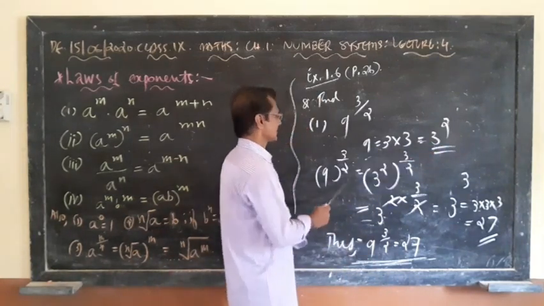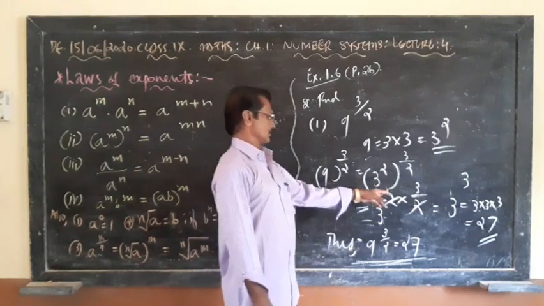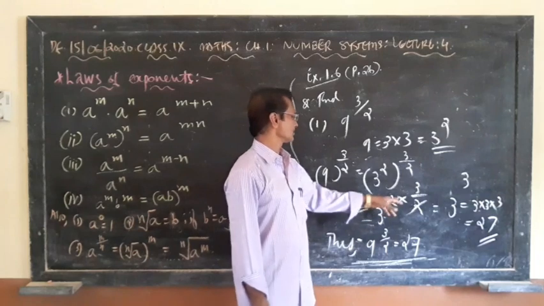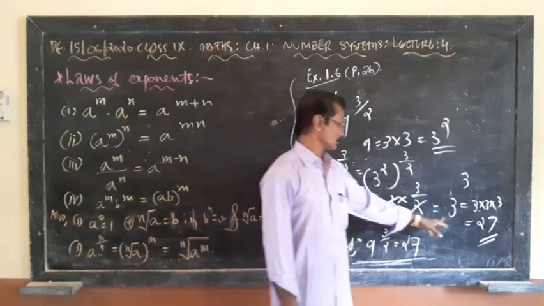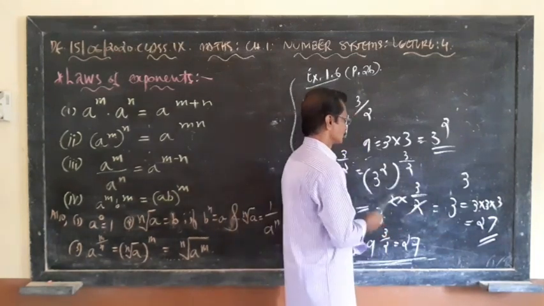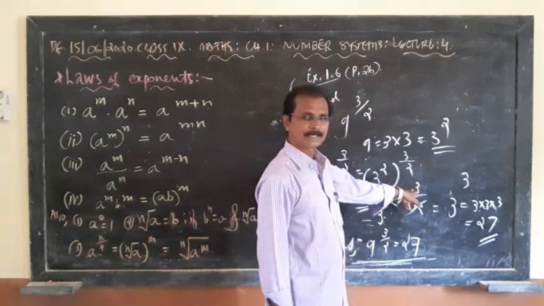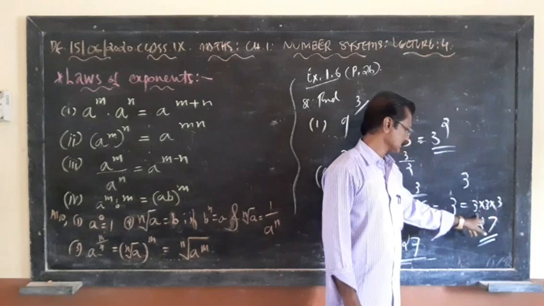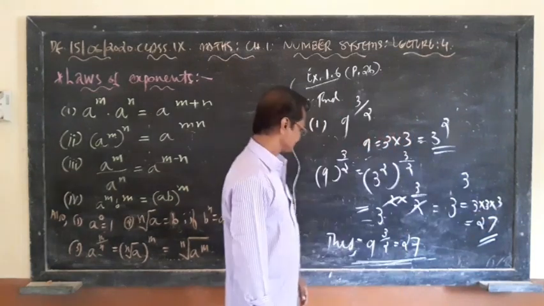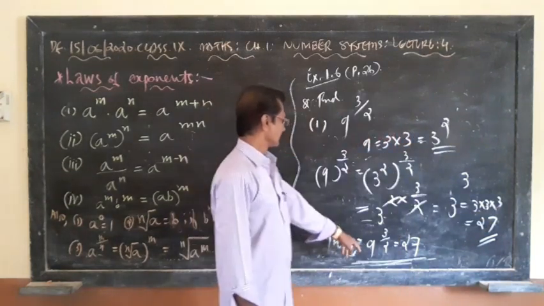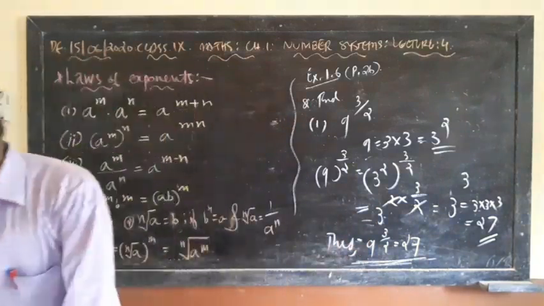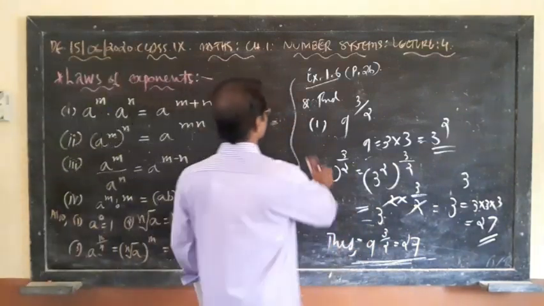So 9 raised to 3 by 2 equal to 3 raised to 2 the whole raised to 3 by 2. That is 3 raised to 2 into 3 by 2, equal to, now these 2 can cancel. That is 3 is remaining. 3 raised to 3, that means 3 into 3 into 3. 3 3s are 9, 9 3s are 27. So thus 9 raised to 3 by 2 equal to 27. Okay, clear? Now moving to the next question.